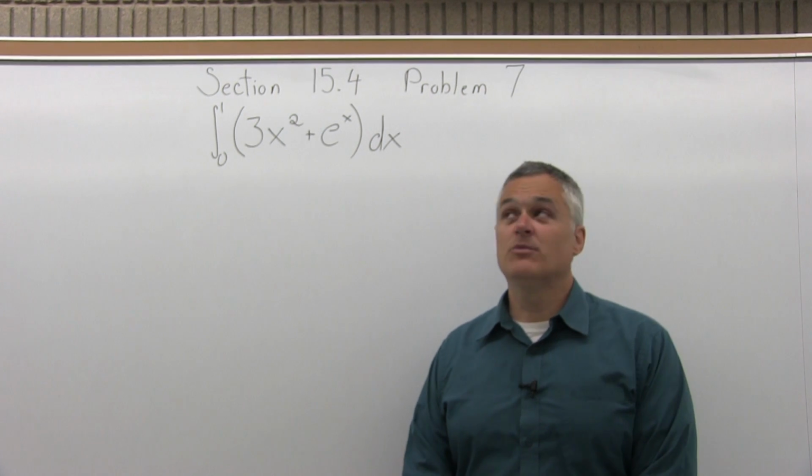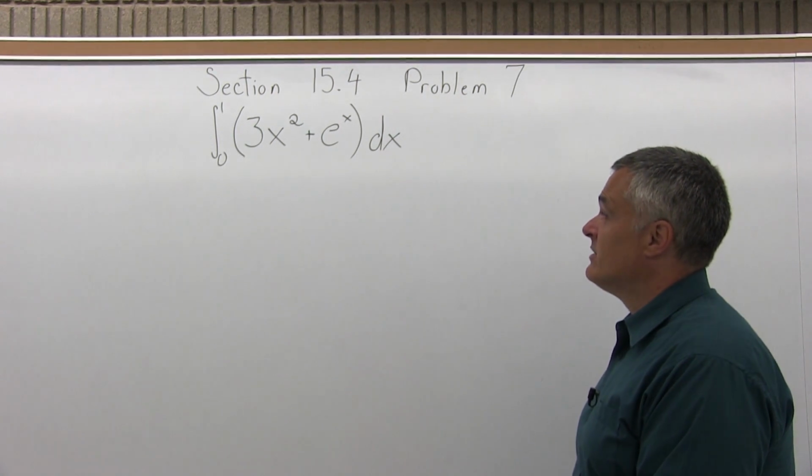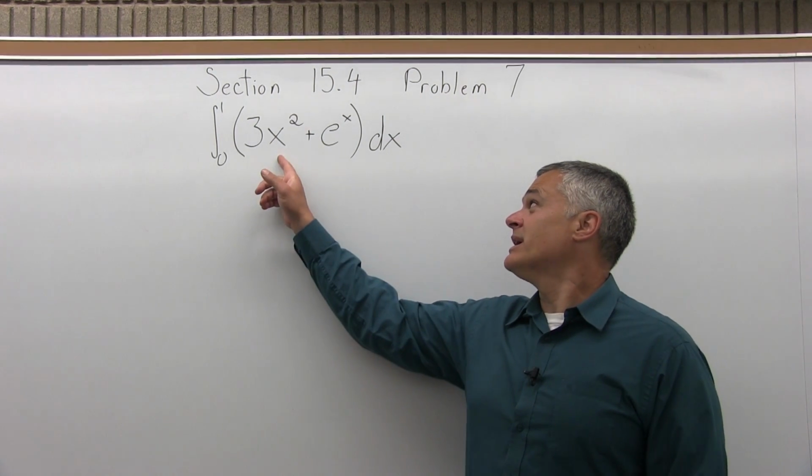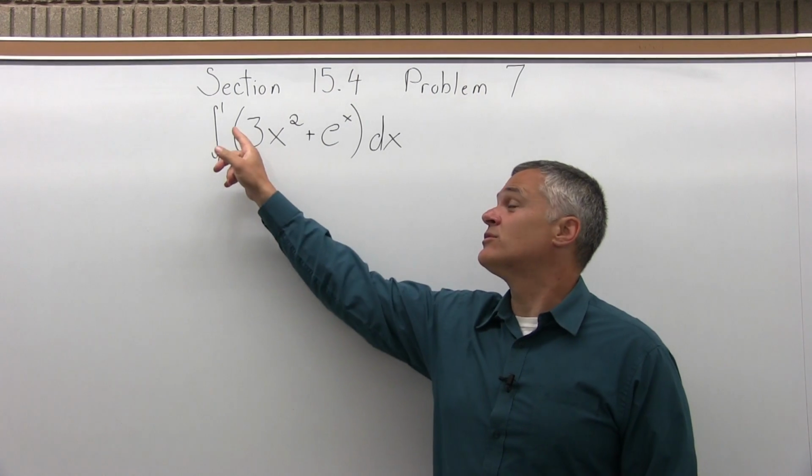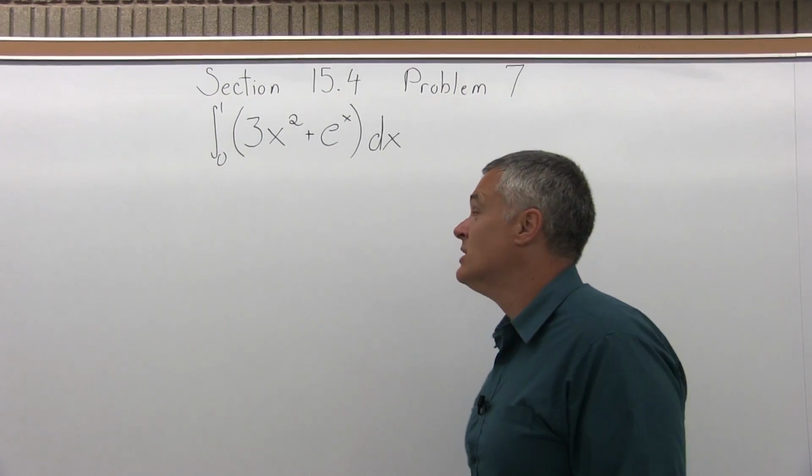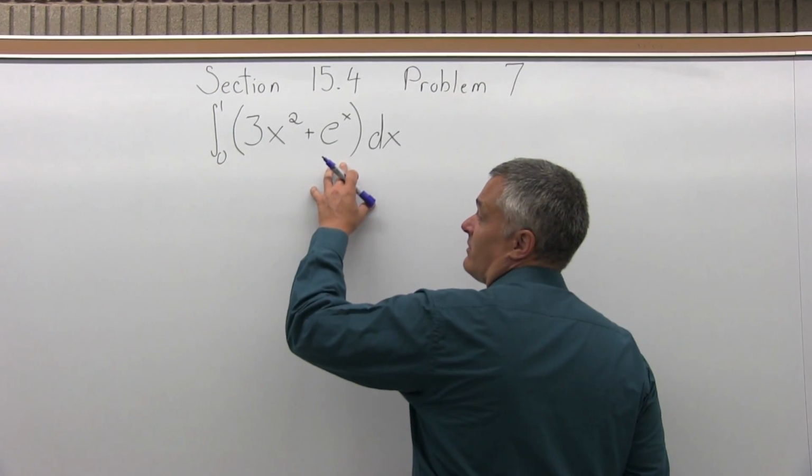This is Section 15.4, Problem 7. We want to do the definite integral of 3x squared plus e to the x dx from 1 to 0. So step 1 is to solve the integral.